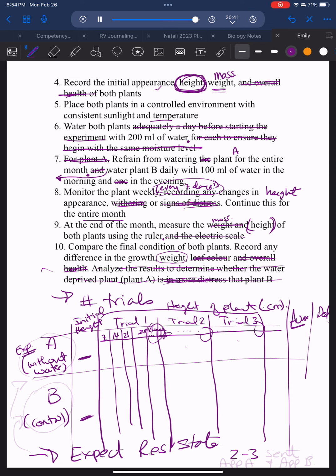And it is 2 to 3 sentences. You need to tell me what you think will happen to apparatus A and apparatus B, which is your control. What do you expect will happen with these two apparatus, right? In 2 sentences. Refer to Canva once again so that you can get that. Also review the checklist that I sent and compare it with your work to see that you have all the things that you need to have.